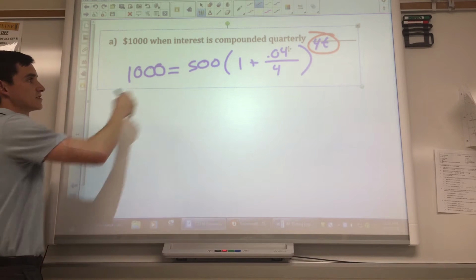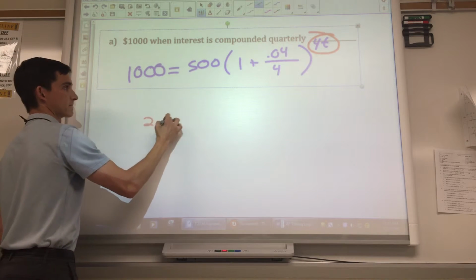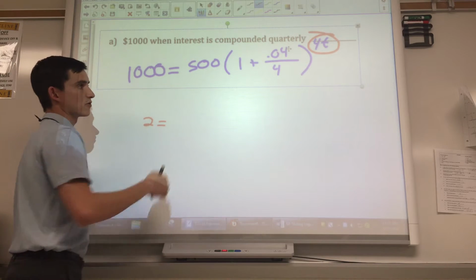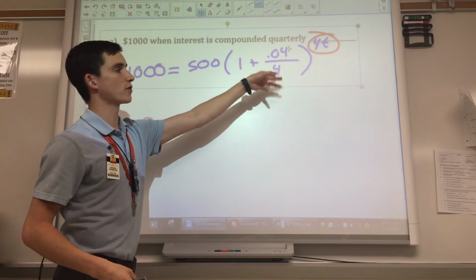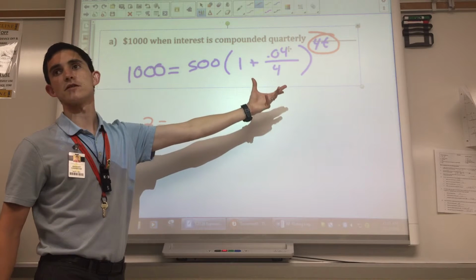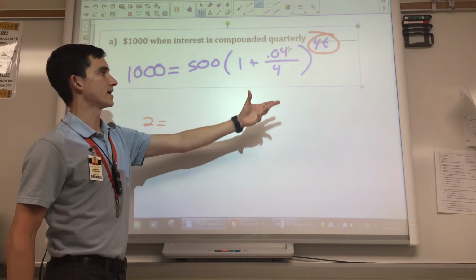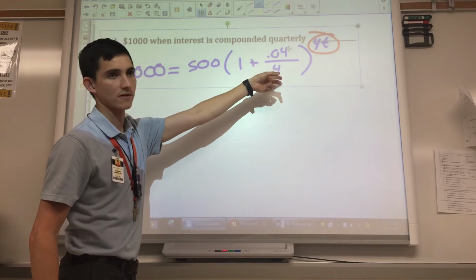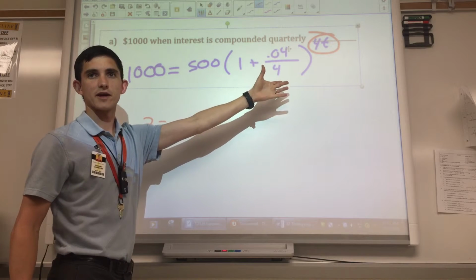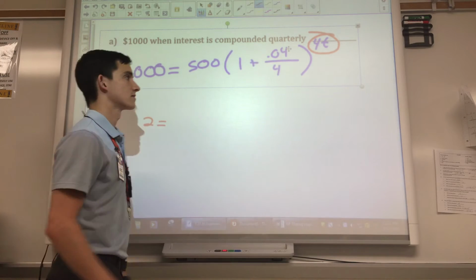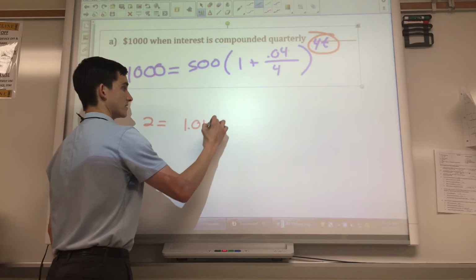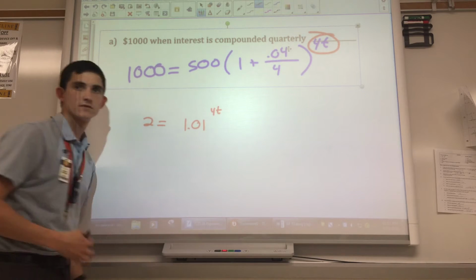Okay, so divide by 500. So 2 equals, now guys, instead of writing 1 plus 0.04 divided by 4, I'm just going to write that as a single number. It's a lot easier to work with. So for example, what's 0.04 divided by 4? 0.01, right? So what's 1 plus 0.01? 1.01 to the 4t. Y'all got that?